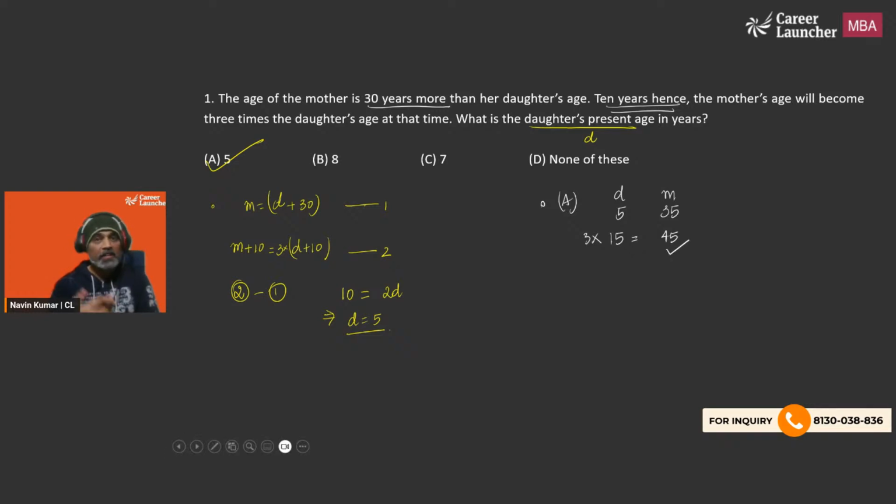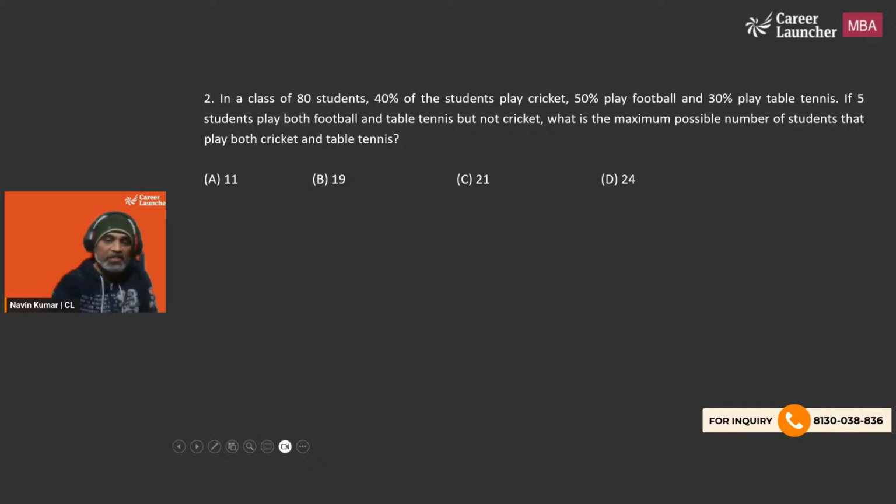Once you get an option which satisfies the conditions given in the question, you should not go ahead and check the others, because only one of the options is supposed to be correct, right? Okay, let's look at the next one.